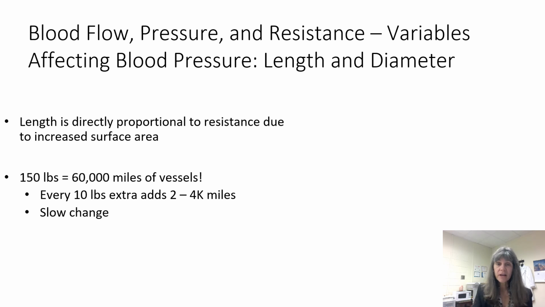Blood vessel length is directly proportional to resistance due to increased surface area. The longer the blood has to travel, the more of the interior vessel wall the blood comes in contact with, which is a resistive factor. So the longer the vessel, the more resistance. A person who is roughly 150 pounds can have up to 60,000 miles of blood vessels. But if a person gains weight, for every 10 pounds added, that can add an extra 2,000 to 4,000 miles of blood vessels. Now, this is a slow change that occurs over time.